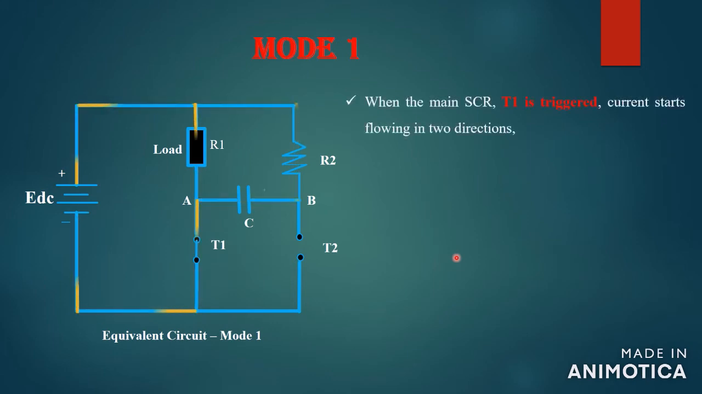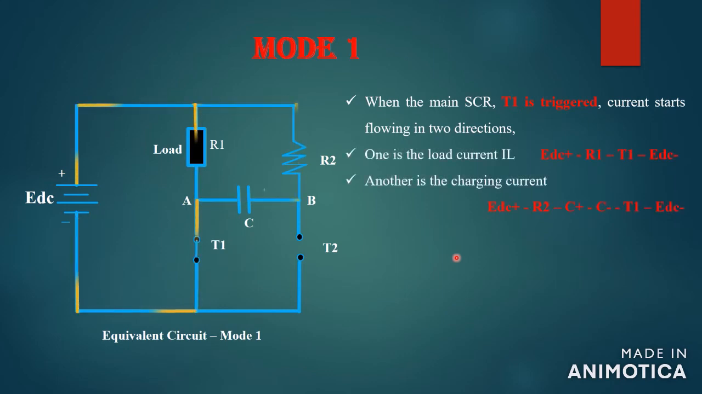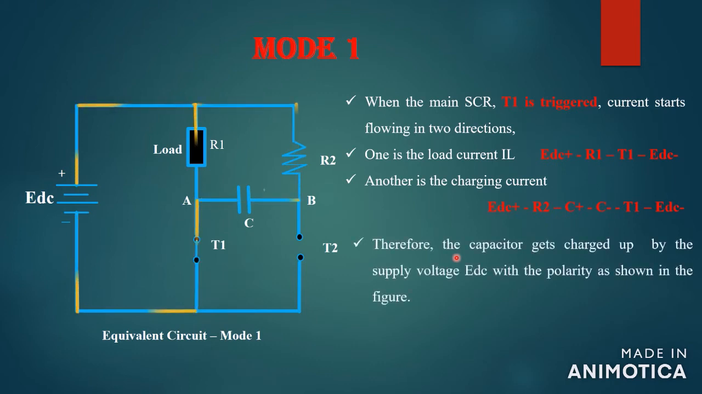When the main thyristor T1 is triggered, current starts flowing in two directions. One is a load current, another one is a charging current. So now the capacitor gets completely charged. So at the end of this mode, the thyristor T1 is conducting, T2 is in the off state, and the voltage across the capacitor will be equal to EDC.